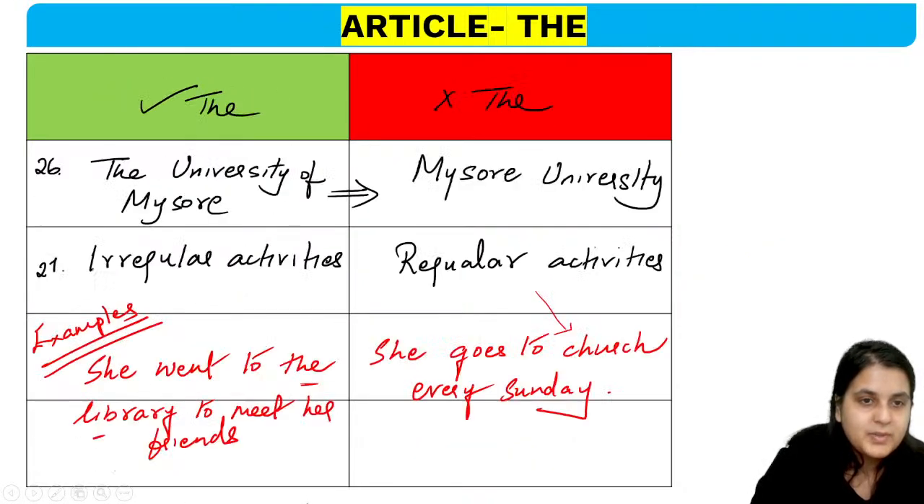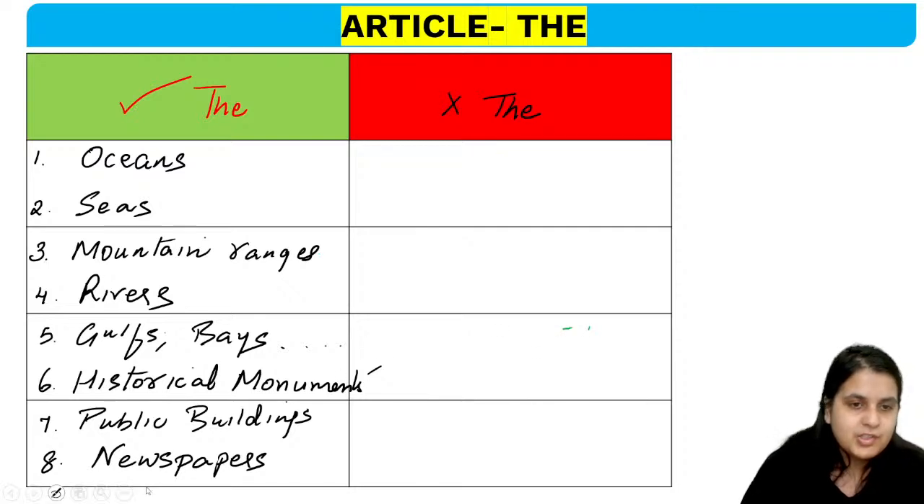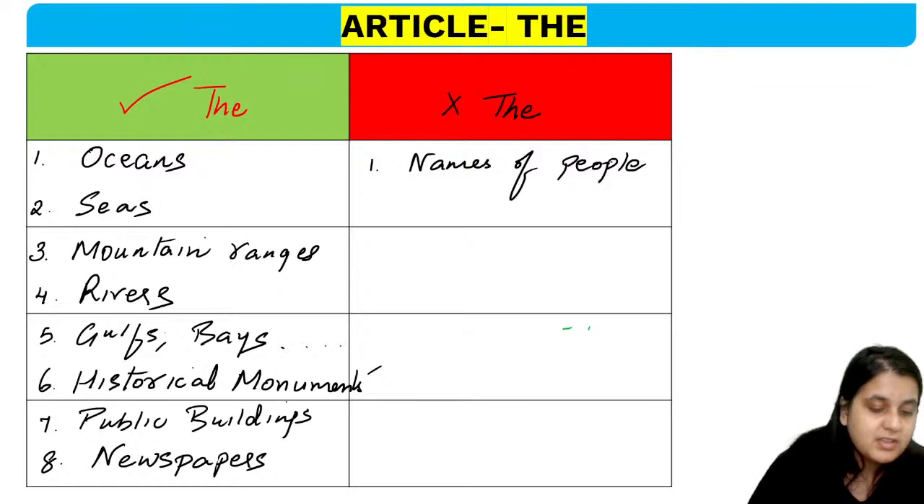Right, now let's continue with our list. Now let's understand when we should not use the. तो उसमें थोड़े से कम rules है, इतने ज़्यादा नहीं है. Okay, so guys, we do not use the before names of people. For example, I will not say he's the Surajit, he's the Aryan, she's the Tejaswini. I will not use it before names of people.